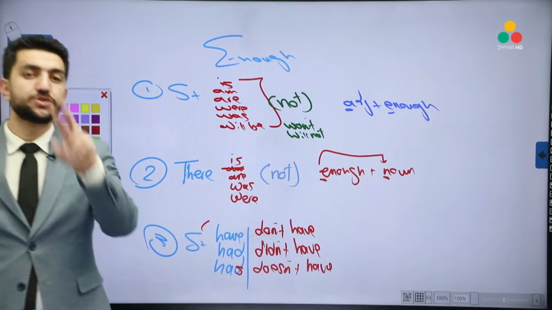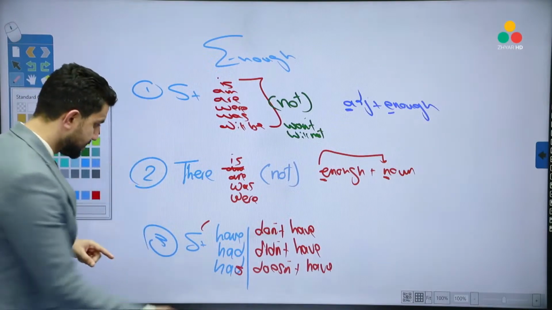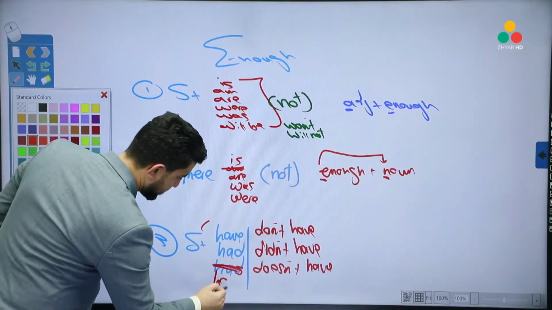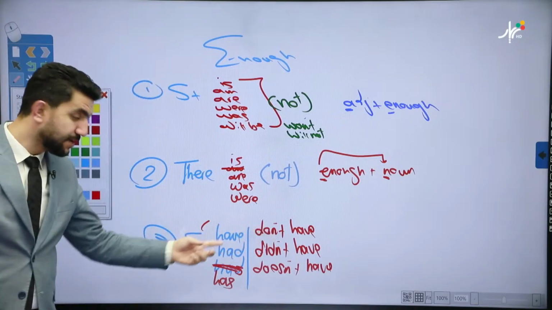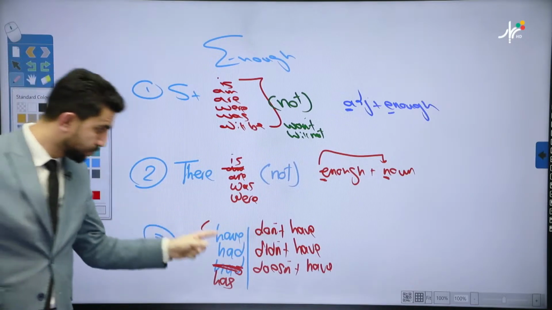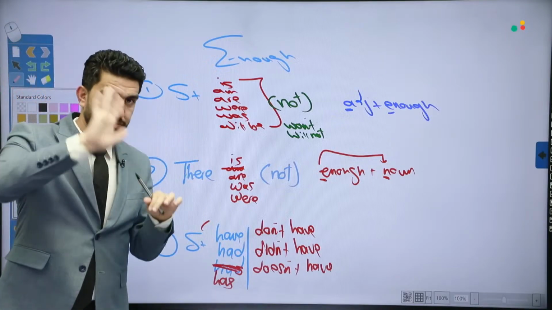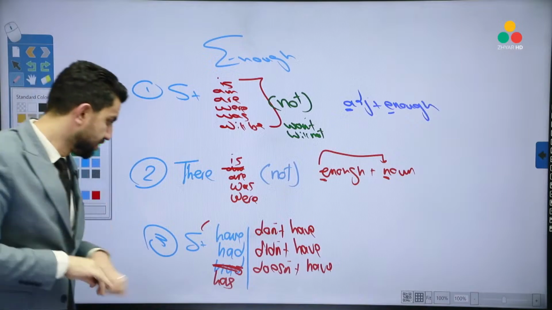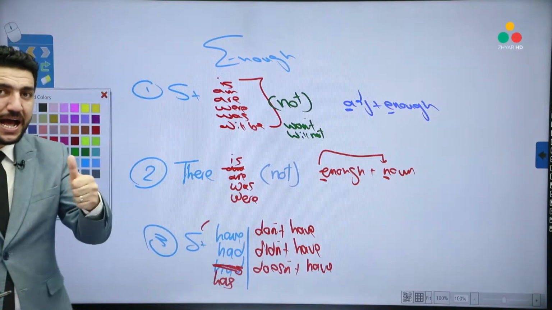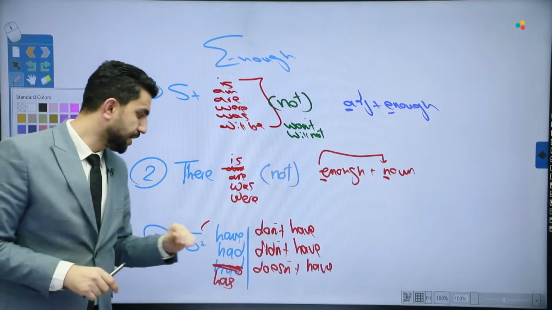So it could be changed in two different ways when it comes to have and has. Have, has, had. It could be changed to negative in two different ways. If we have the word have, it would be don't have. Had, didn't have, not didn't had. We don't have didn't had in English. And then has, doesn't have, okay? We use doesn't have. So we use it this way.